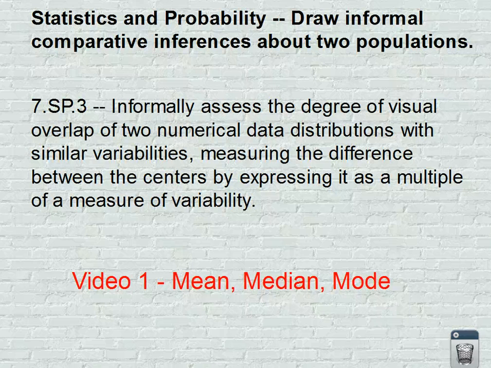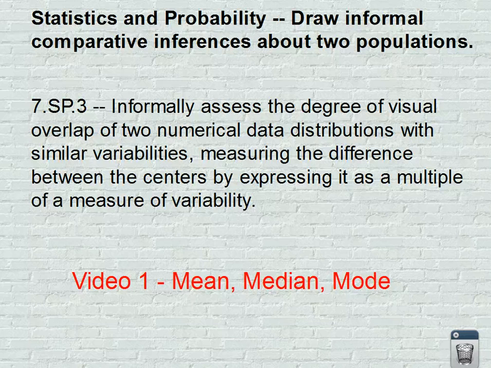Okay, this is 7SP3, 7th grade, Statistics and Probabilities, Standard 3, Video 1: Mean, Median, and Mode. This standard says it would like to informally assess the degree of visual overlap of two numerical data distributions with similar variabilities. And it goes on and on. Before we get into all of that, I think finding the average would be important.